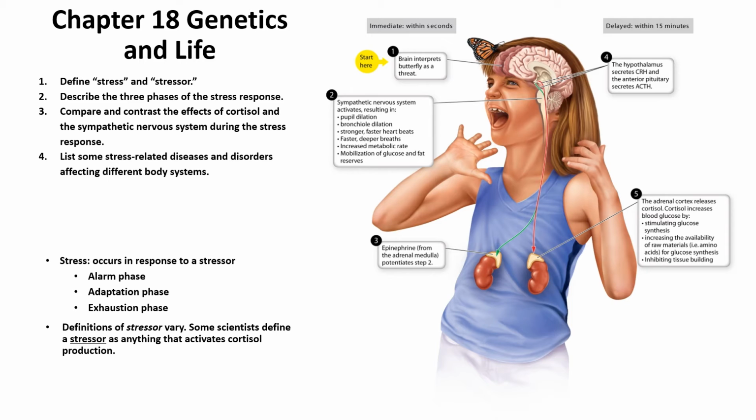And then the diagram on the right talks about what happens physiologically inside the body when you get stressed. So the brain interprets a butterfly as a threat, and then the sympathetic nervous system kicks in, causing all of these physical responses. The adrenal glands, remember which part, the adrenal medulla, will release epinephrine and norepinephrine, and then that enhances other bodily responses. The hypothalamus releases corticotropin releasing hormone, the anterior pituitary releases adrenocorticotropic hormone, which helps to enhance the response, and then what happens with the cortisol and the blood glucose levels.